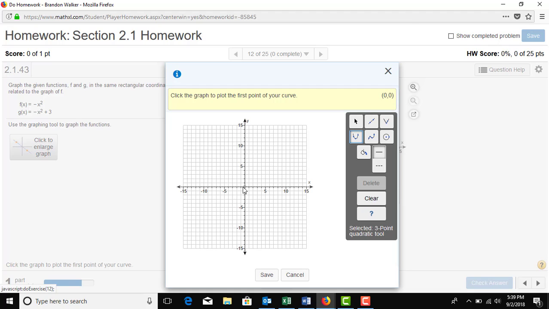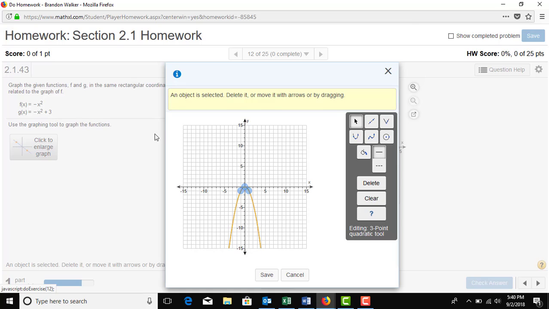So 0, 0 is a point on that curve. And then if you go find other points, you'll notice that 1, negative 1 is a point on that curve, and negative 1, negative 1 is a point on that curve. And so I clicked each time. I clicked at 0, 0, I clicked at 1, negative 1, I clicked at negative 1, negative 1, and that put the first curve on there for me.